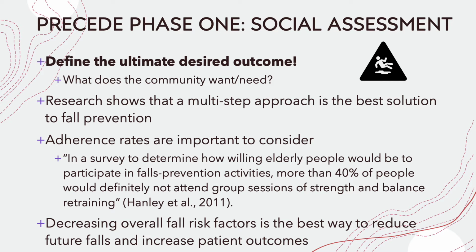However, what we do know is that decreasing the overall fall risk factors is the best way to reduce future falls and increase those outcomes. If we can stop the fall from even happening in the first place, then it isn't even going to be an issue. So that is going to be our overall goal.